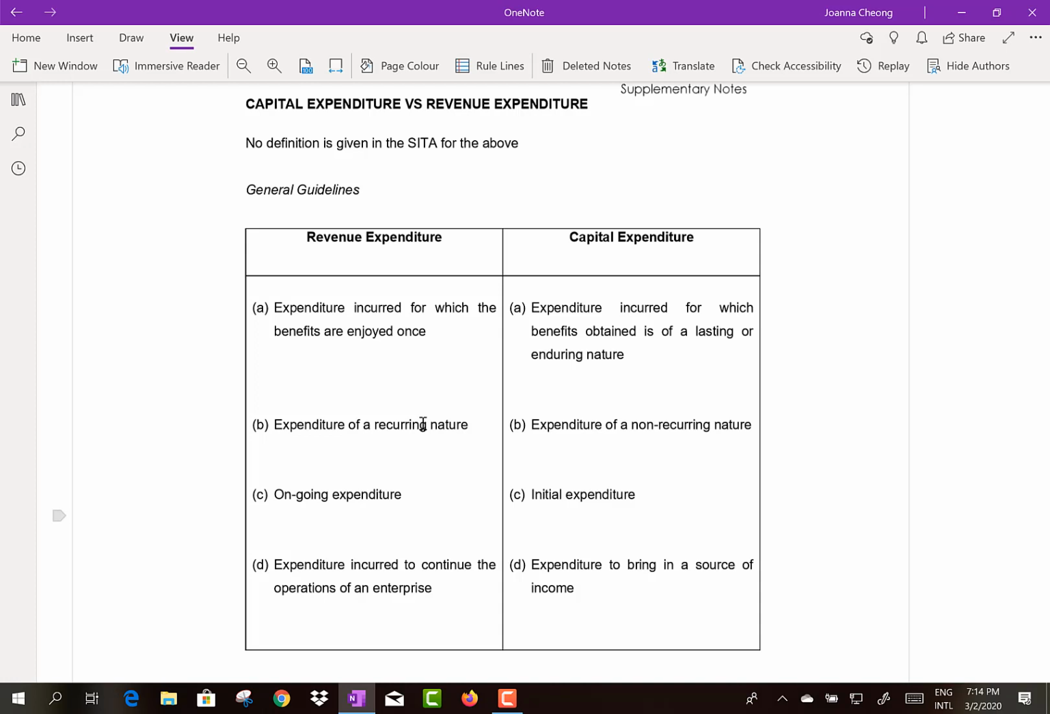So if it's a revenue in nature expense, then we can say that it is deductible. If we say it's capital in nature, then it's not deductible. B, that means deductible. So now these are guidelines only. When you are presented with a scenario, you will have to apply this guideline to see whether you can conclude if it's capital or revenue in nature.